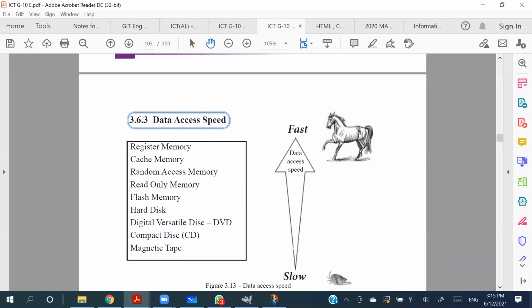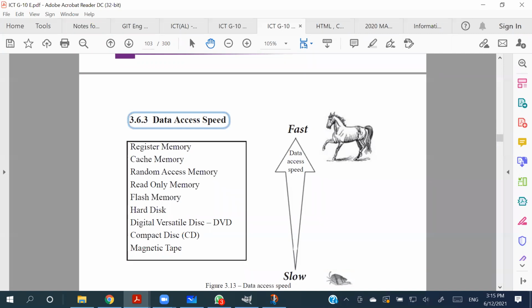So who is the fastest? The register memory. Who is the slowest? The magnetic tape. And it's better you remember this order, right? Because those can be tested inside the MCQs, not everything, but this is a very famous question you get in the paper: to arrange these memories according to the speed, the data access speed, right?